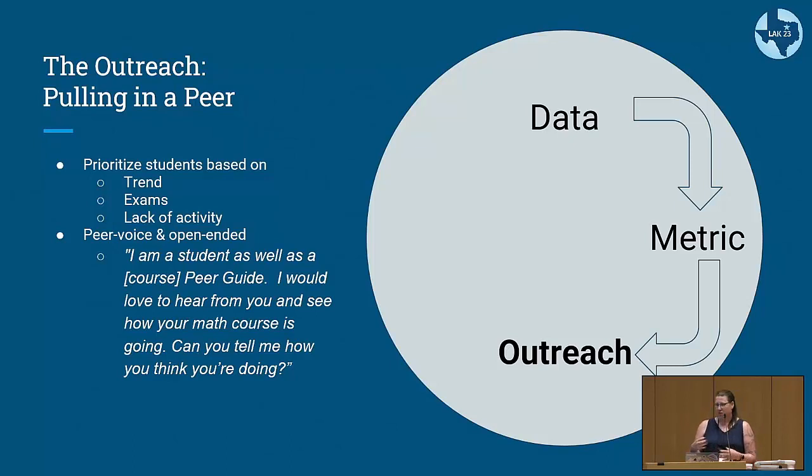And for this outreach, the peer would then create open-ended messages in a peer voice that would reach out to the student and introduce them. This is an example message that the peer guide would send, saying, "I'm a student as well as a peer guide. I would love to hear from you and see how your math course is going. Can you tell me how you think you're doing?"